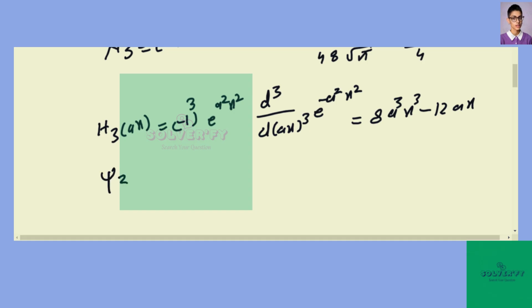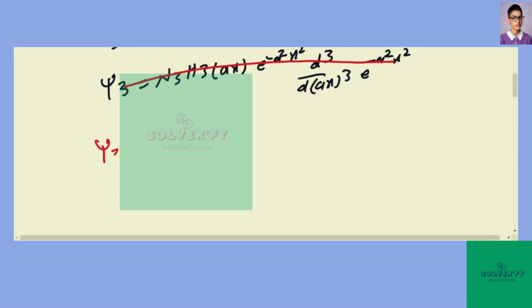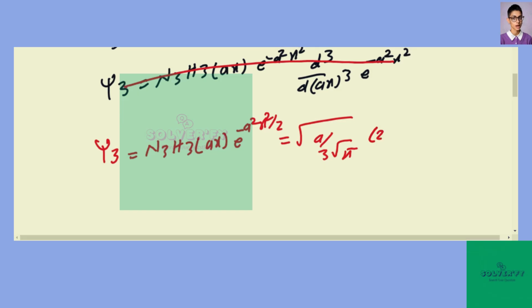So hence psi of 3 is equal to N3 H3 of ax e to the power minus a square x square over 2, and this is equal to square root a over 3 times square root pi, and this is 2a cube x cube minus 3ax, times e to the power minus a square x square over 2.